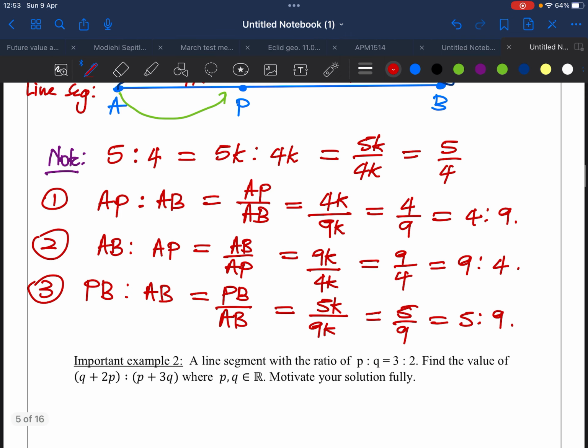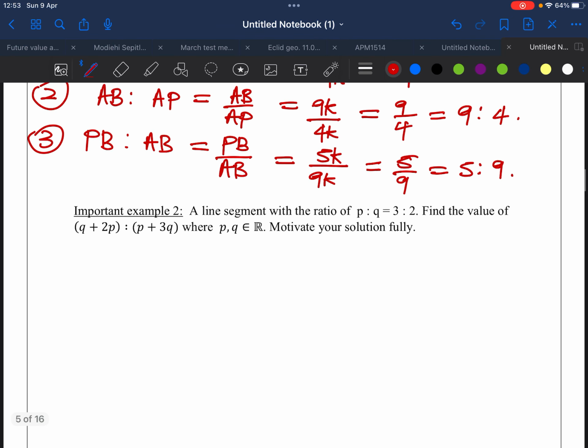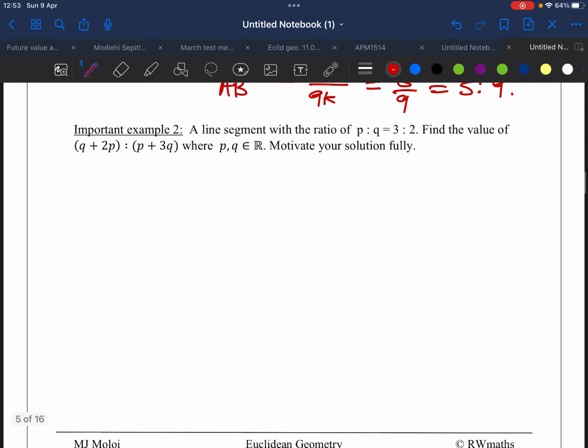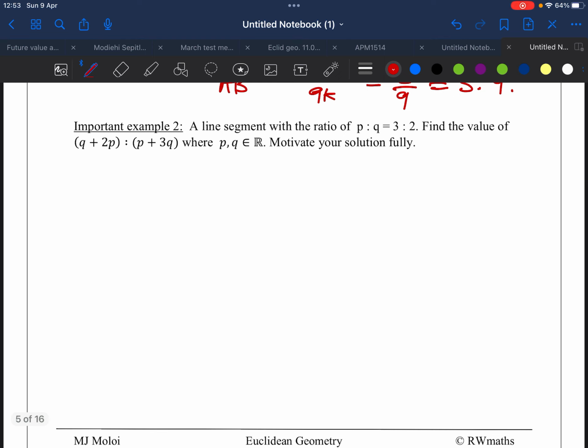So let us go to important example 2. This one is tricky, but it's doable. They say a line segment with the ratio of P is to Q is equivalent to 3 is to 2. Determine the value of Q plus 2P is to P plus 3Q, where P and Q are elements of all real numbers.